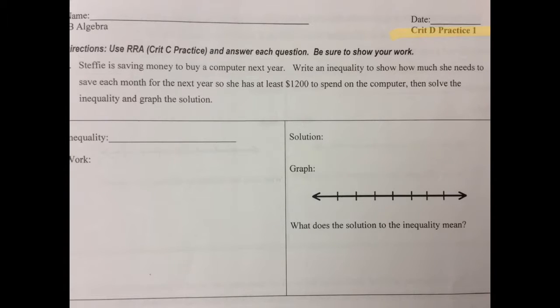So first thing I heard when I was reading was she's saving money, so I know this is about money, and she's waiting a whole year to buy her computer. We want to write an inequality to show how much she needs to save each month. So that's going to be my X because that's the thing I don't know. But I know she's saving each month, and she's saving for a whole year, so next year is going to be 12 months away. So I'm going to write that down here. Because she's saving each month, that's an important part for me to remember.